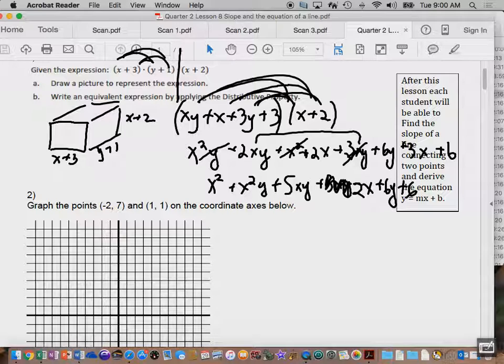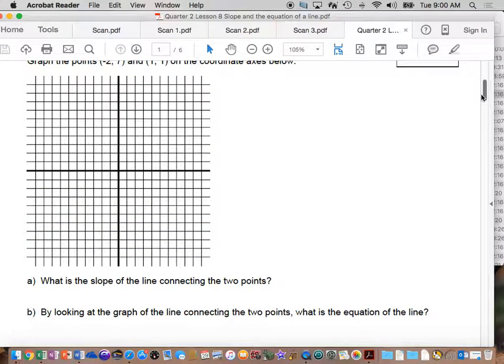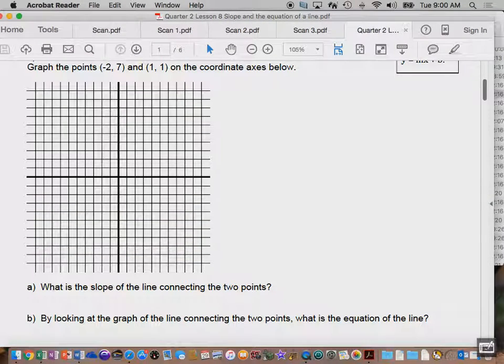All right, so now we get to number 2. And the cool thing about number 2 is it looks to me to be another example of what we did yesterday. Today's lesson is the same as yesterday. So, it's a good day for this. The points are -2, 7, then 1, 1, and 3, 1.